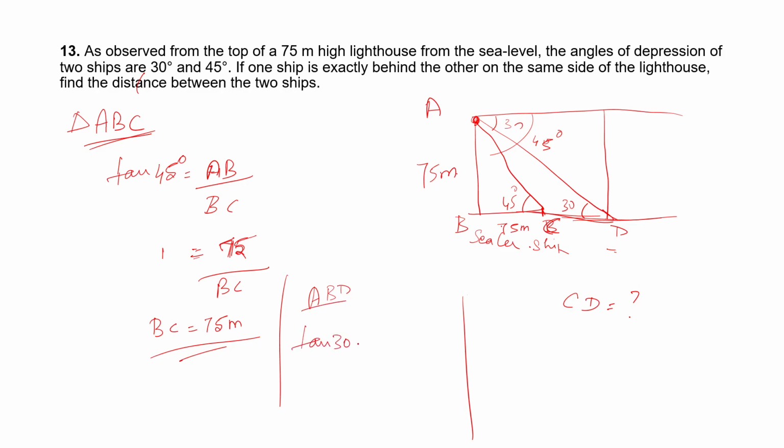Tan 30 is equal to 75 by 75 plus CD. So what is the value of tan 30? 1 by root 3. So 1 by root 3 is equal to 75 by 75 plus CD. Cross multiply, you will get 75 plus CD equal to 75 root 3. CD is equal to 75 root 3 minus 75. So 75 into root 3 minus 1.